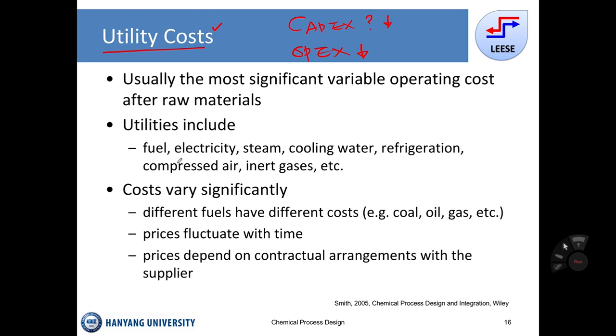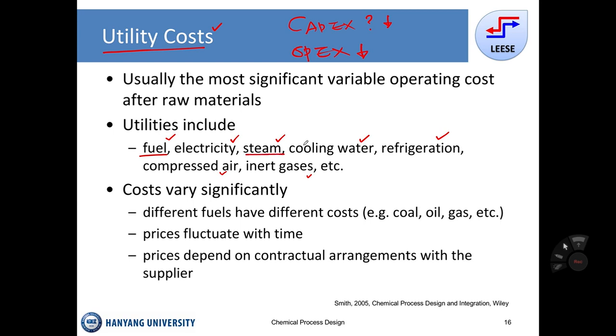So utility includes fuel, electricity, steam, cooling water, and refrigeration, air, inert gas, etc. Okay. So fuel, electricity, steam, cooling water, refrigeration are related with energy. For example, fuel is the heating medium in order to provide the energy into the process.